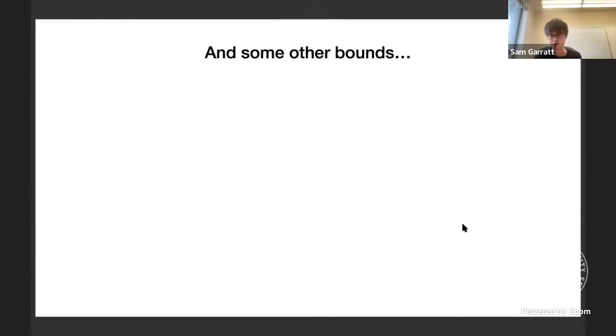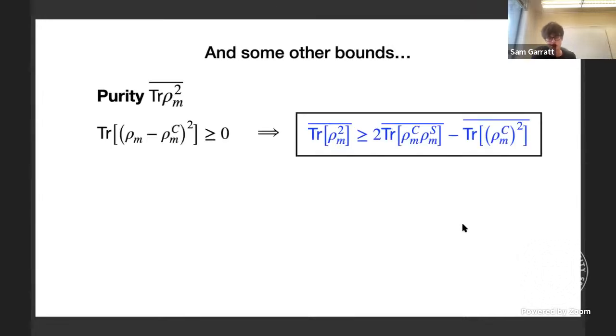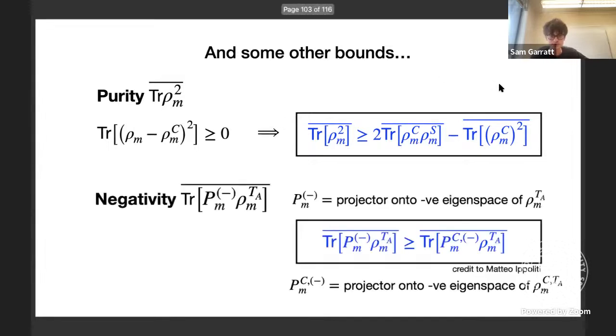And then some other bounds I can sketch. This is now the end of the talk, but I just had some other bounds to throw in here. You can also bound the purity, and it's much simpler. If I take the real density matrix and the classical estimate of the density matrix, square it and trace, I find this bound on the right here.